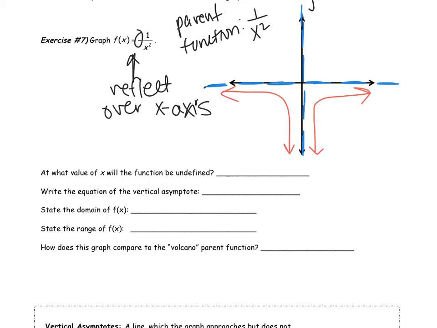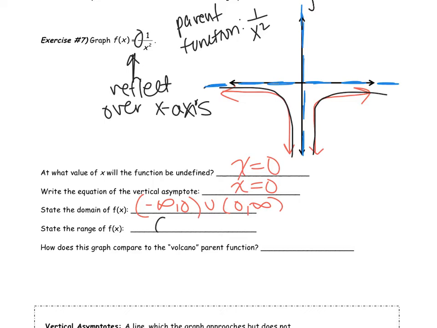And for which value of x will this function be undefined? As in all of the other examples, it has been at x equals 0. And again, that's where our vertical asymptote lies as well. Domain now, here again, very similar to all the other problems we've been doing. It's going from negative infinity to 0, unioned with 0 to infinity. And now the range here, we are going from negative infinity towards 0. So our range is negative infinity to 0.